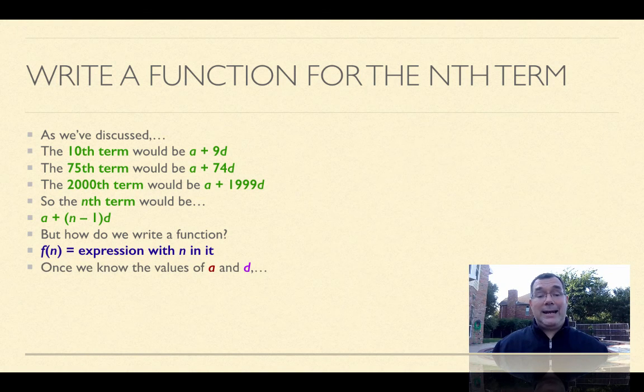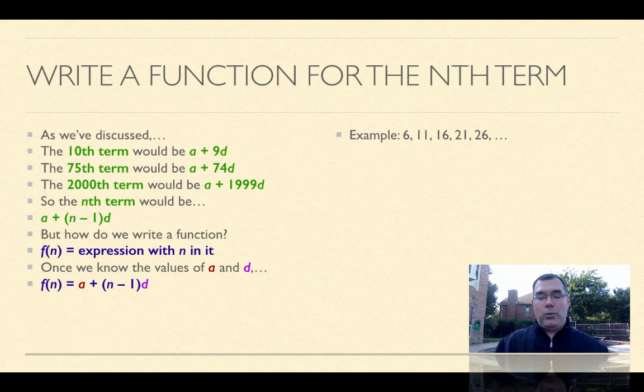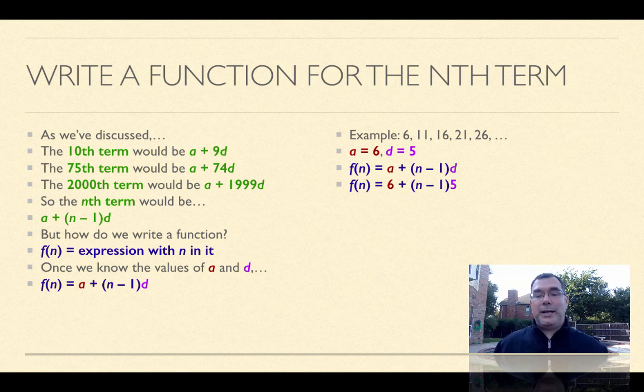I've already got an n that I'm using, so once I know what the values of a and d are, I can write it like that. A and d will be replaced with numbers, and n can stay as n. So if I have 6, 11, 16, 21, and 26, the first term is 6, and I keep going up by 5, so my common difference is 5. So there's my function right there in generic form. Replace a with 6, replace d with 5, and that's what I get.